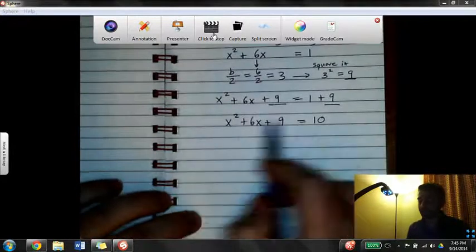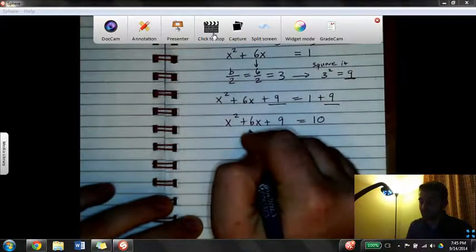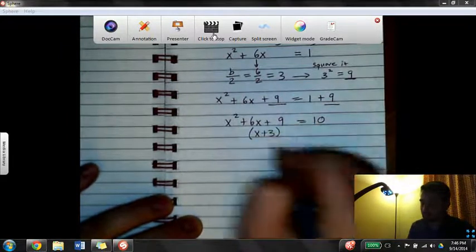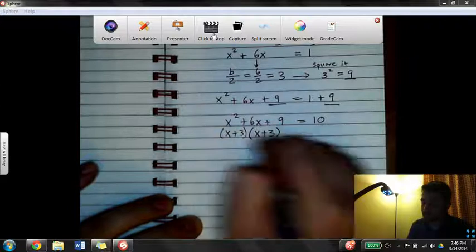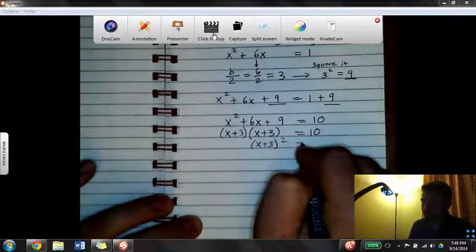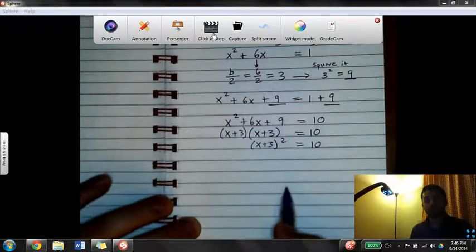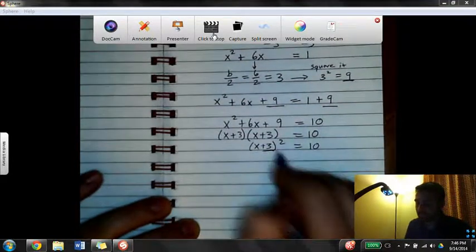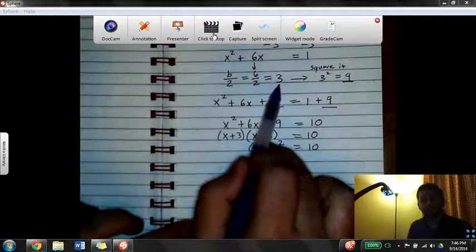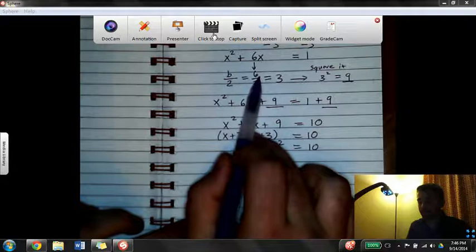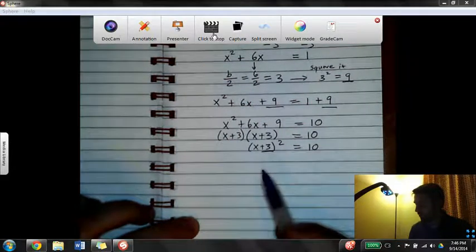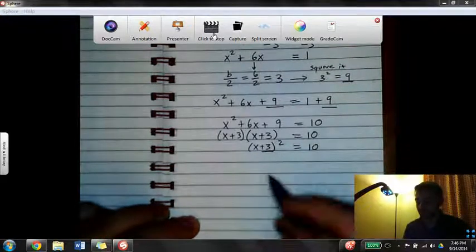Now notice, when I factor this trinomial, I factor it down to x plus 3 times x plus 3, which is a perfect square. I want you to also notice that the term in my perfect square is also that term after I divided my b coefficient by 2. We do this so that I can solve for x.